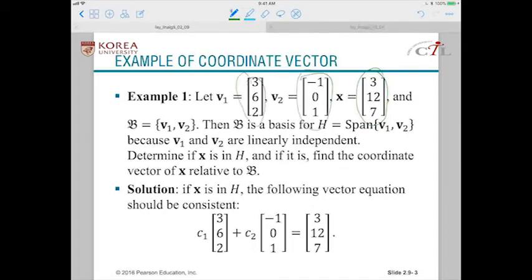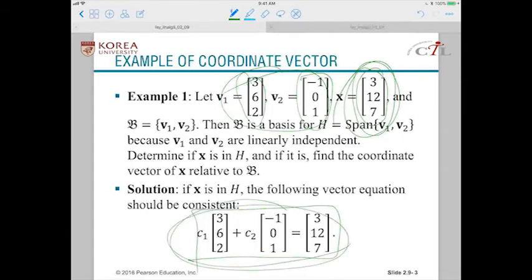In order to obtain the coordinate vector of this vector x with respect to our basis vectors, we can just construct this linear system and solve for these C1 and C2. So that's it. C1 and C2 is your coordinate vector.